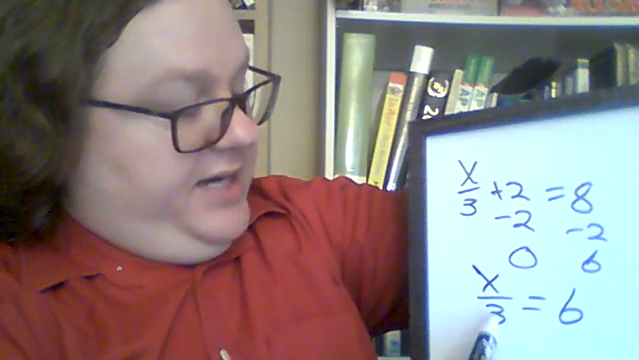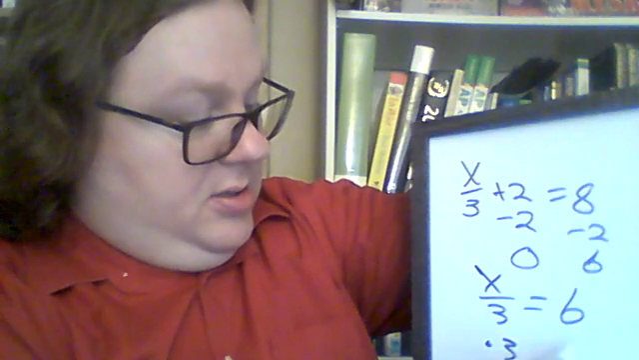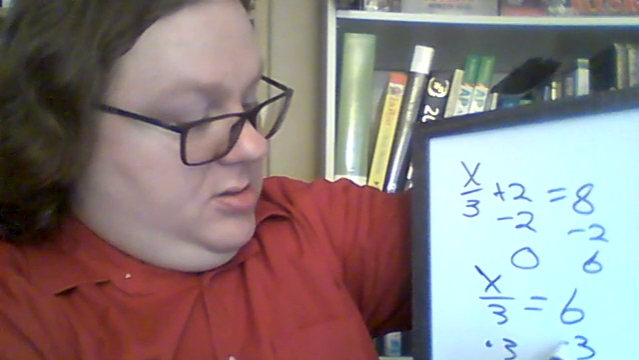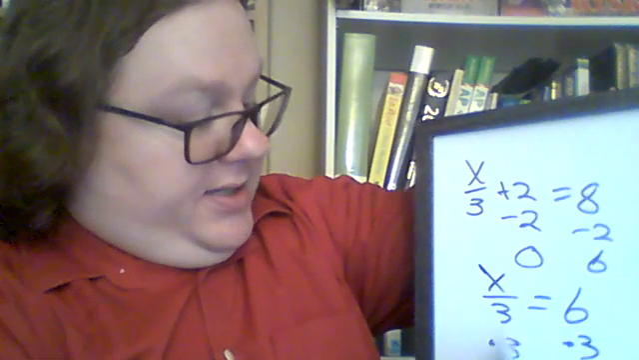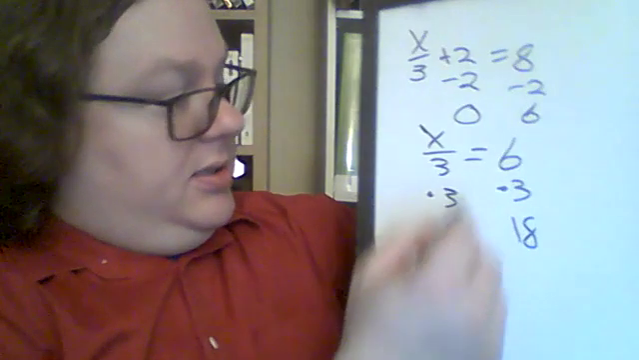If it's being divided, the opposite of division is multiplication. So I'm going to multiply by 3, and that's 6 times 3 is 18. Down here, and then drop that x down, x equals 18.